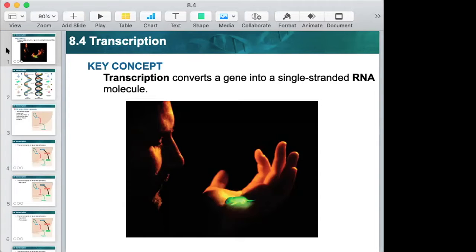All right, so today 8.4 transcription. Transcription converts a gene into a single-stranded RNA molecule.